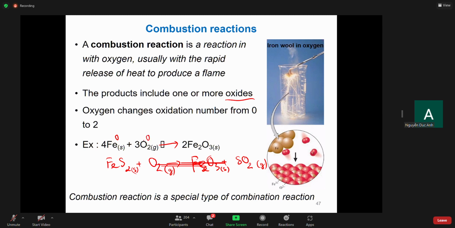Oxygen is an element too, and the oxidation number is 0 too. After the reaction, the oxygen becomes -2 and the iron becomes +3. Okay, this one is an oxidation reaction, a redox reaction as well.